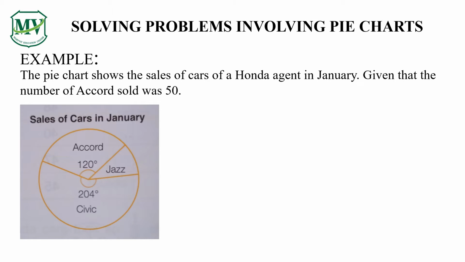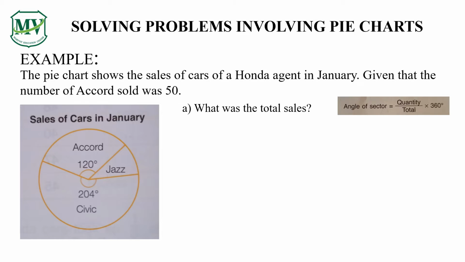Example: the pie chart shows the sales of cars of a Honda agent in January, given that the number of Accords sold was 50. The question is, what was the total sales? To find the total sales, we are going to use the formula for angle of sector, which is angle of sector is equal to quantity divided by total times 360 degrees. So we're just going to derive this formula to become total is equal to quantity times 360 degrees divided by angle of sector. This is the new formula that we are going to use to find the total sales.